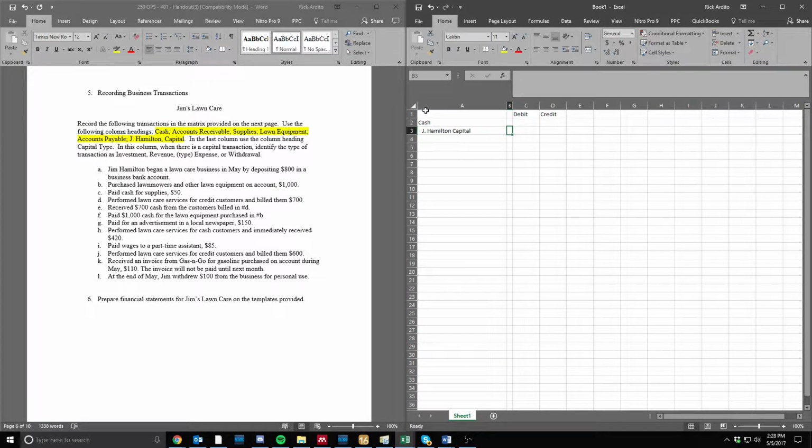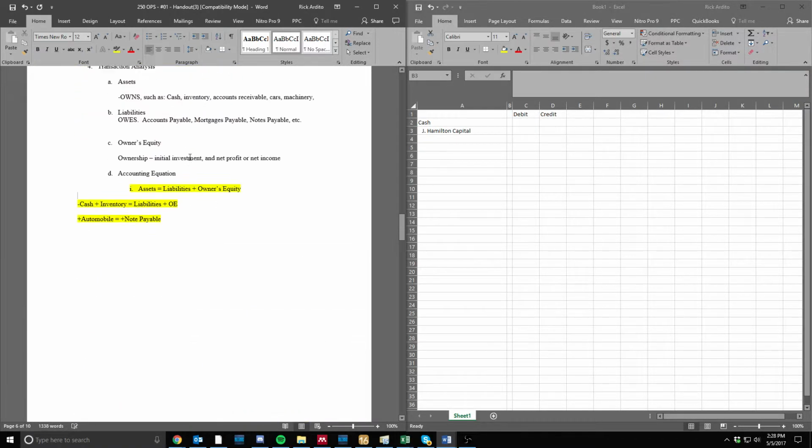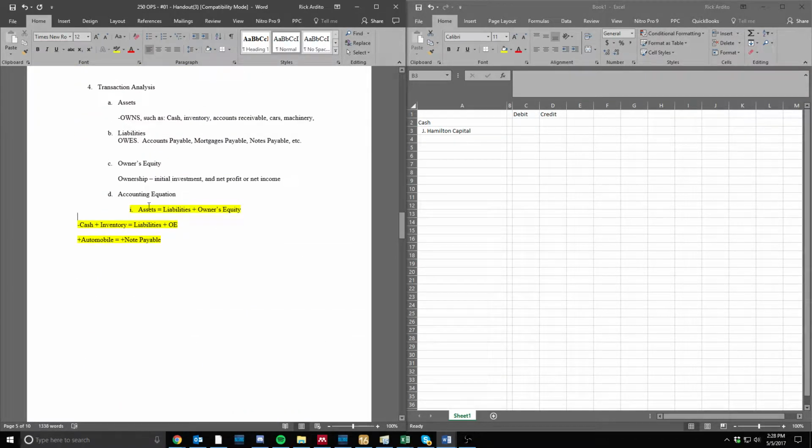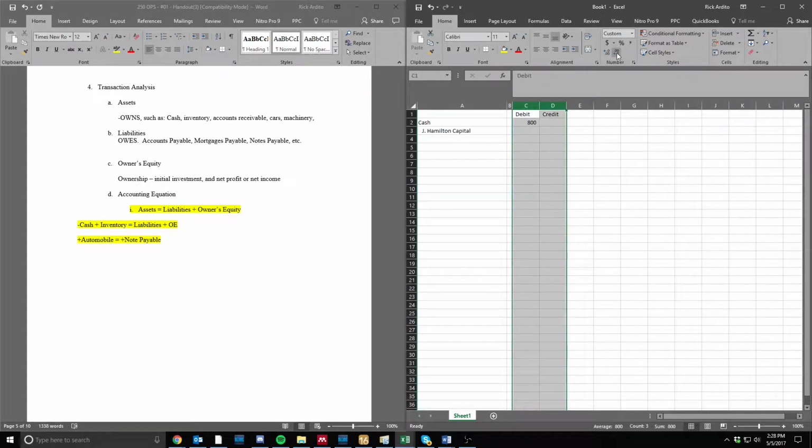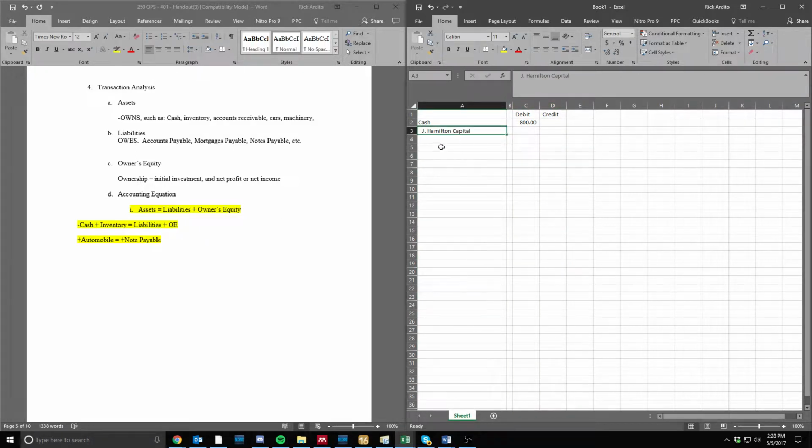Now remember, cash is an asset. It's something the company owns. It's the left side of the accounting equation. So we're going to debit cash for $800. And let's go ahead and give it the decimals too, even though we won't use decimals. And we are going to add to this capital account as well because we invested in the business. And to add to that capital account, we need to put an entry on the right, which is a credit, because owner's equity or capital is on the right. So we're going to put $800 in that capital account.